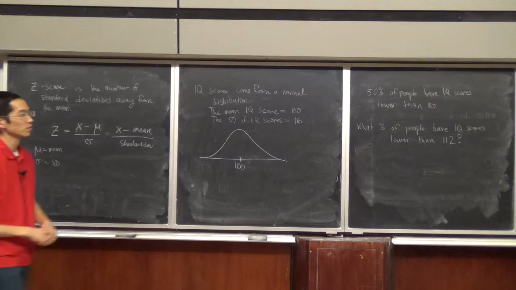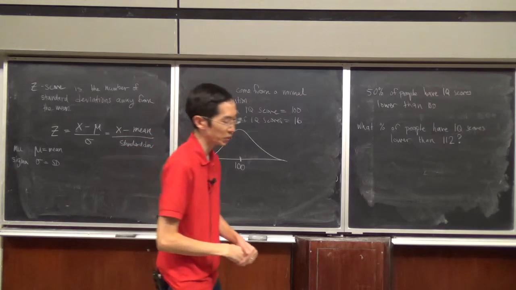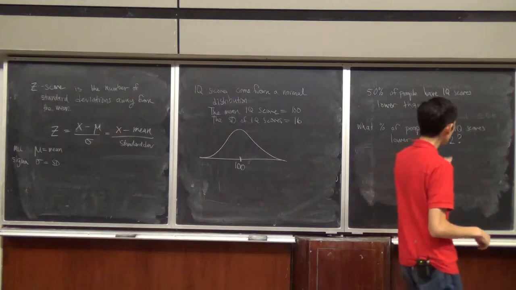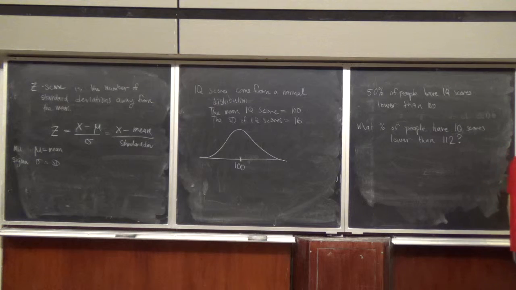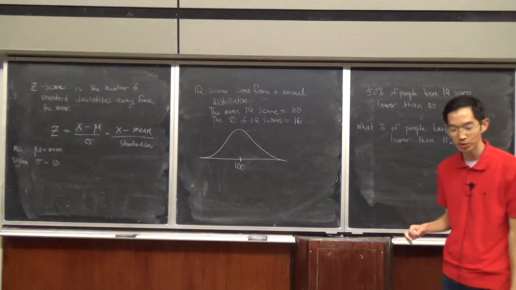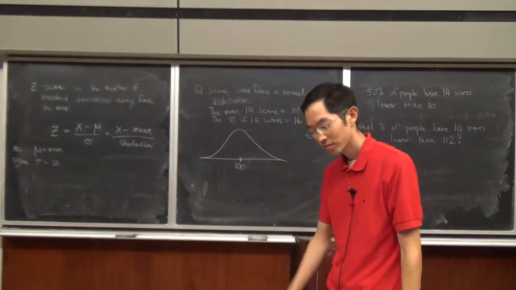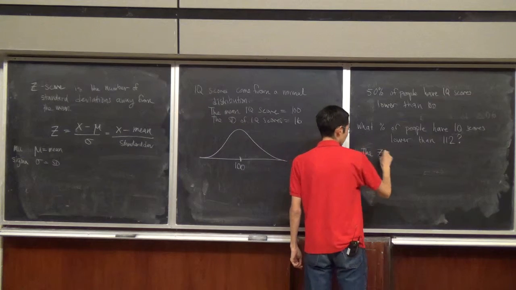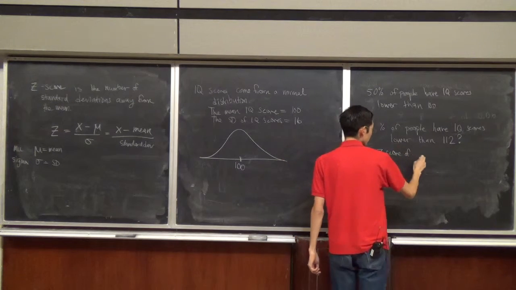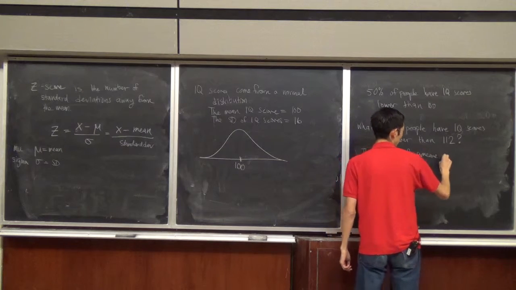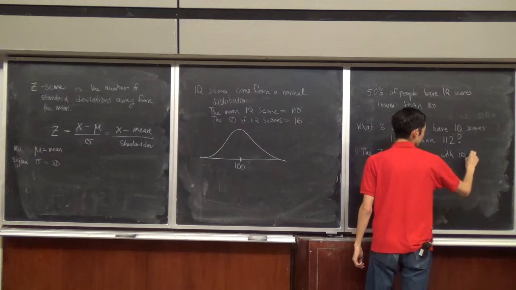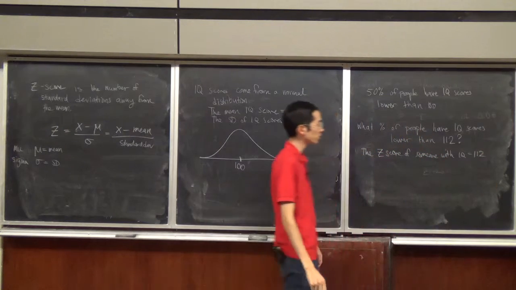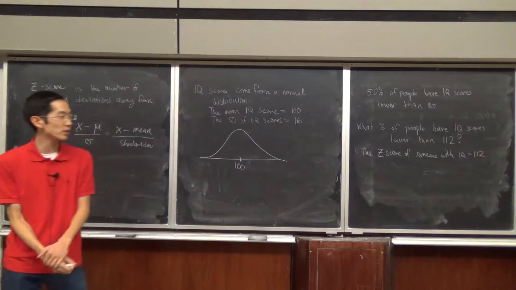Well, how should we answer this? This can be answered by using z-scores. So what is the z-score of someone who has an IQ of 112? Don't shout it out. Figure this out. We've covered this in chapter 3, so it should be something you can do. So the z-score of someone with an IQ of 112, what is that person's z-score?